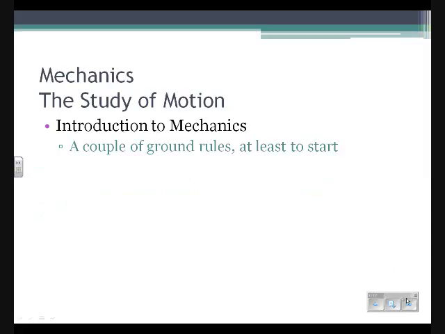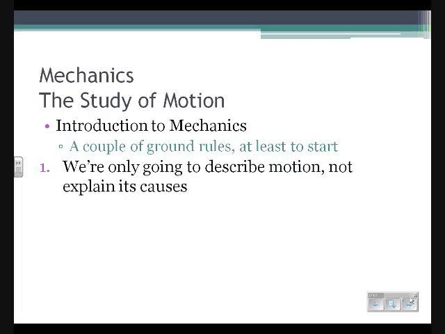But first, though, I want to make sure that you understand where we're starting from, because what we're going to do in this first section is not the complete study of mechanics. All right? We're going to start simple. We're going to start building foundations, introductory basic concepts, because we're going to use those concepts the entire year. So let's start with a couple of ground rules, okay?